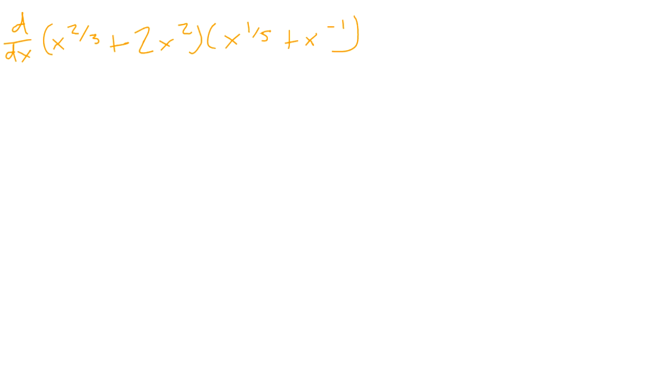So first let's distribute this x to the 2/3 with the entirety of the second term. So we get x to the 2/3 plus 1/5. Well, 2/3 plus 1/5, as we saw earlier, is actually going to get us 13/15. And then for that second term, we get x to the 2/3 minus 1. So we get x to the negative 1/3.